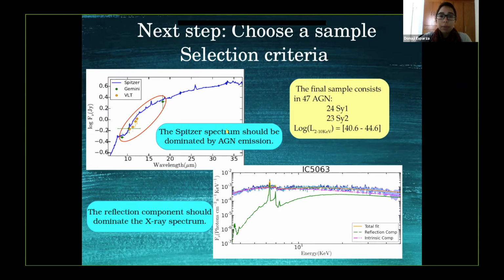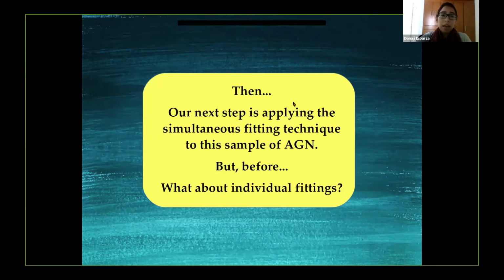Our final sample contains 23 objects. The final sample consisted of 47 AGNs, 24 Seyfert 1 and 23 Seyfert 2. And then our next step is applying the simultaneous fitting technique to this sample of AGNs. But before, what about the individual fittings?